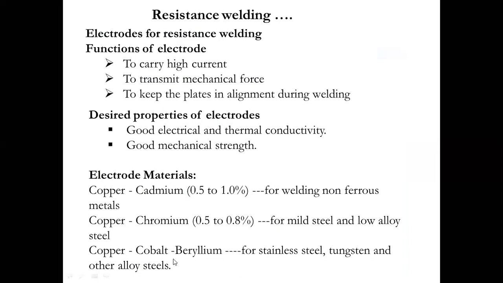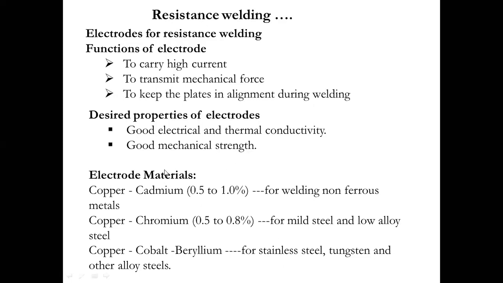Now we'll see the different types of electrodes. So we'll see what is the function of electrodes, right? The function of electrode is it should allow carrying the high current, right? And it should align the workpiece, and the workpiece should not move or misalign, right? So it should hold the workpiece and simultaneously allow the current to pass, right? So that is the function of electrode in resistance welding. And the properties of the electrode, I said, it should have very good electrical and thermal conductivity, and it should have good mechanical strength, right?